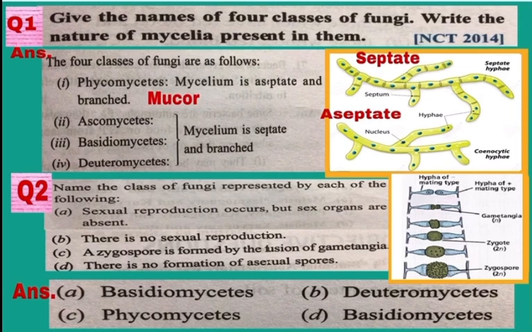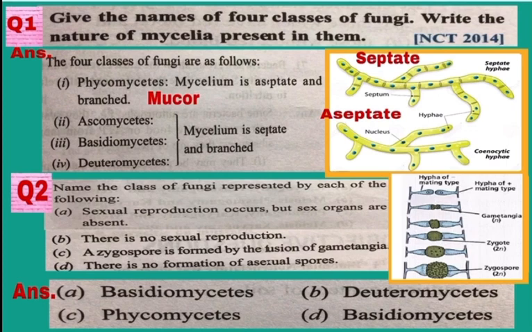Second class is Ascomycetes, third is Basidiomycetes and fourth is Deuteromycetes. इन तीनों classes में किस type के mycelium होते हैं? In all these 3 classes, mycelium is septate. See the diagram. You can see septa or cross walls between the nucleus in the hyphae. So, these 3 classes have septate mycelium.